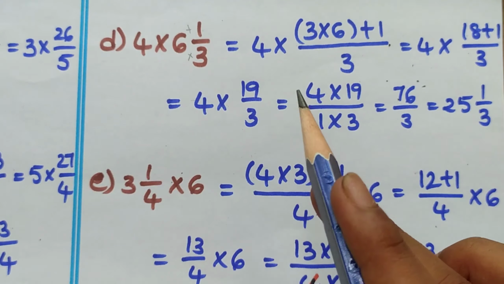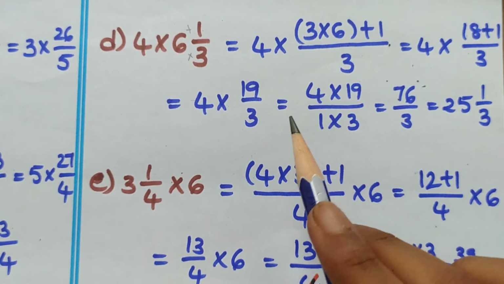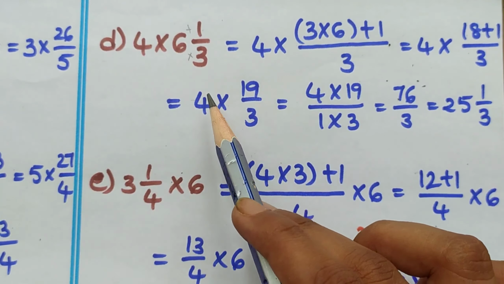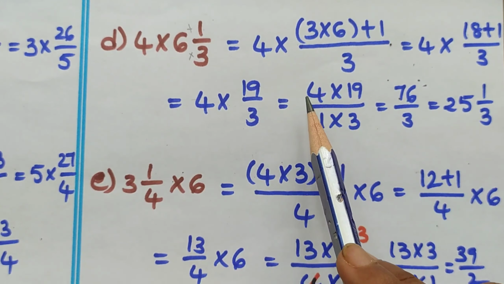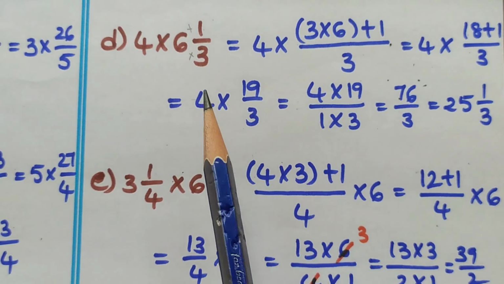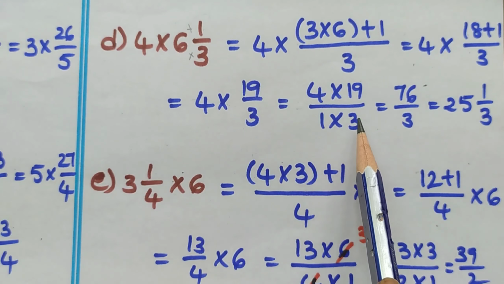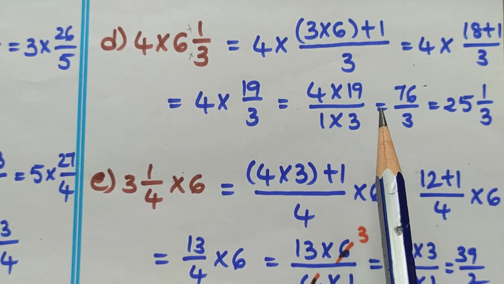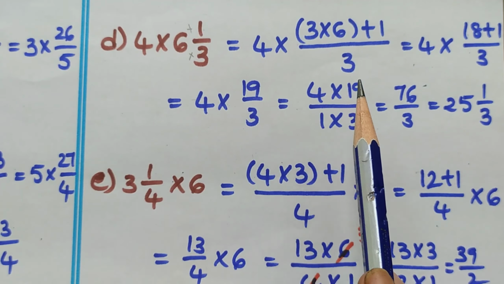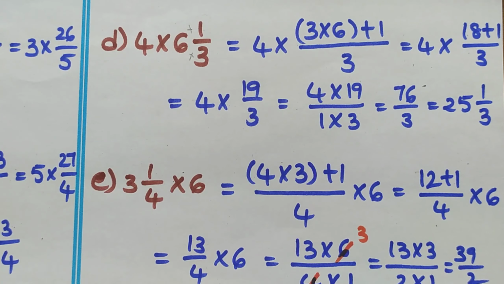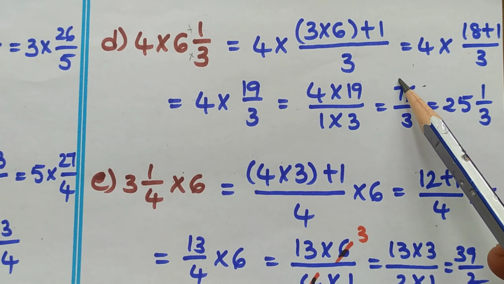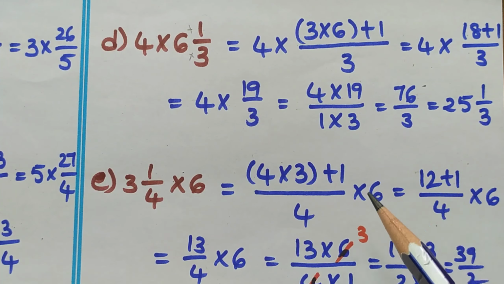So 4 can be written as 4 by 1 into 19 by 3. Now the multiplication of numerators 4 and 19. It is 4 into 19, by the multiplication of denominators 1 and 3. It is 1 into 3. So 4 into 19, 4 19s is 76, by 1 into 3, 1 3s is equal to 3. 76 by 3. Now let's convert this improper fraction into mixed fraction.